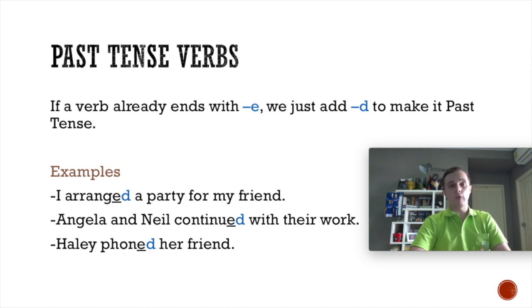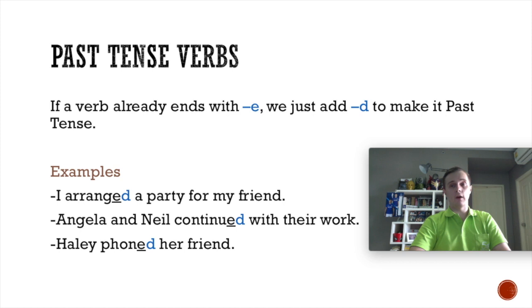The verb arrange already ends with the letter E. I do not add ed, I just add d, arranged. Angela and Neil continued with their work. The verb continue ends with e, I just add d to make it past tense, continued. And last one, Haley phoned her friend.